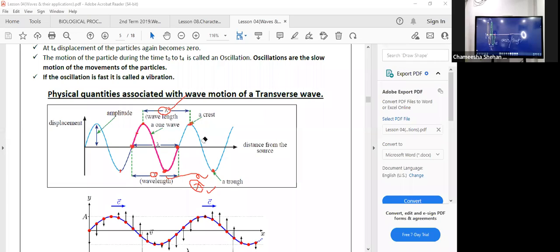The length between the two troughs has not been given. So please mark that also.